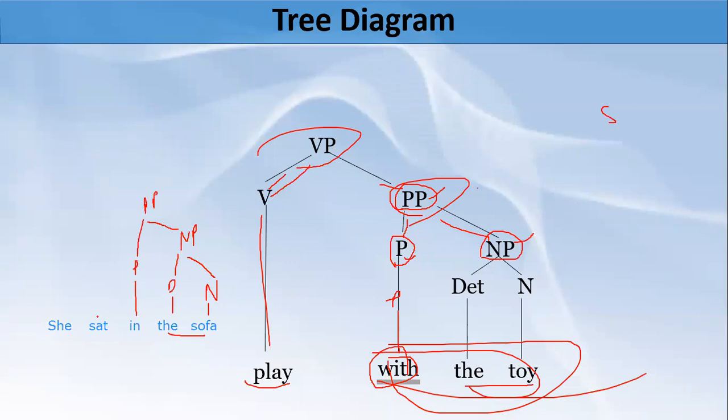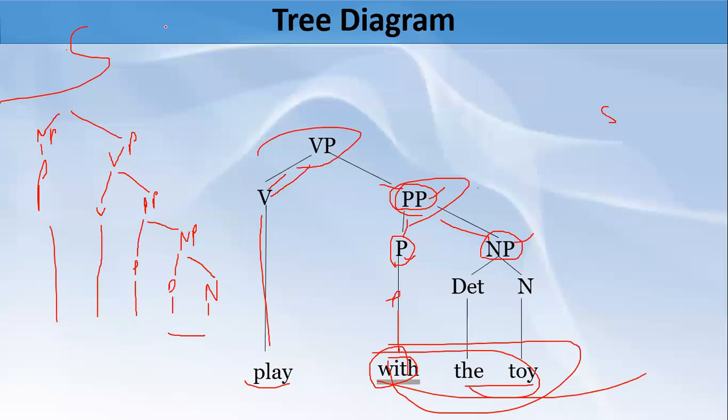Now look at sat. This is a verb. When a verb and a prepositional phrase are combined together, we have a verb phrase. Here we have a pronoun, and the pronoun itself is a noun phrase. So the noun phrase and the verb phrase together give us finally the sentence. Clear? So this is how a tree diagram is formulated. Good.